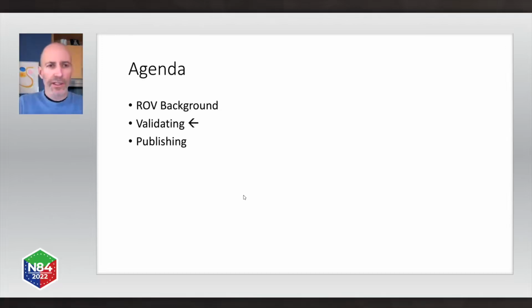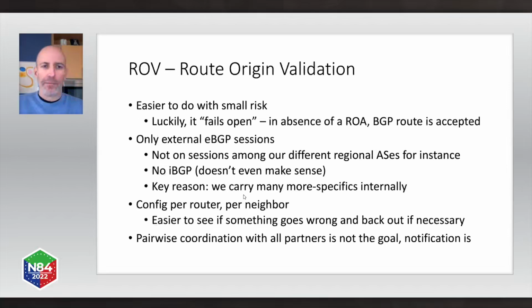Okay, so talking a little bit more about the validating and how we ended up doing it, what went into it. So again, it's easier to do with small risk because it fails open, as I talked about. If there's no ROA, the BGP route is accepted, traffic keeps flowing, and so forth. What we wanted to do was apply it only to external eBGP sessions, not on sessions among our different regional ASs, for instance, even though those run eBGP between them. We're not going to do it on iBGP because I can't think of a way that would even make sense.